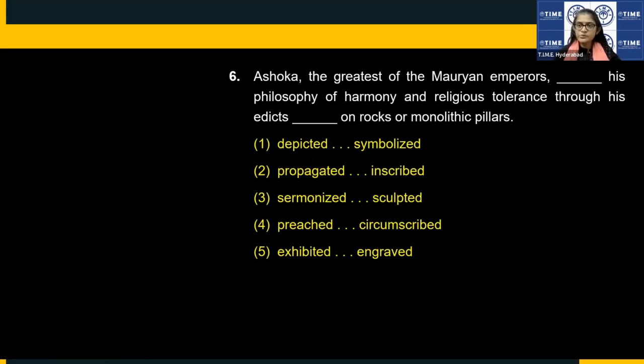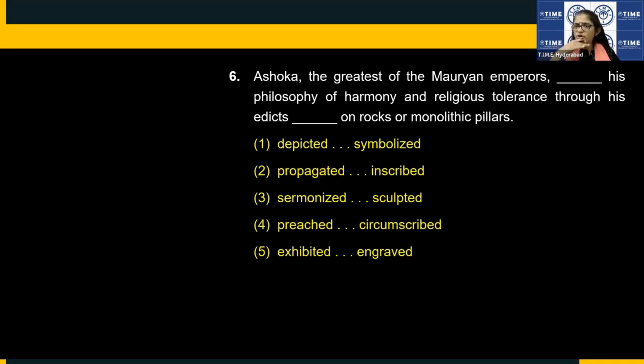Ashoka, the greatest of the Mauryan emperors, dash his philosophy of harmony and religious tolerance through his edicts, dash on rocks or monolithic pillars. You know that Ashoka's edicts are his works or the things that he preached. Okay, those were inscribed or written on pillars. We all know of the Ashoka pillar, right? It is part of one of our national symbols or emblems. So let us see. The greatest of the Mauryan emperors depicted his philosophy of harmony and religious tolerance through his edicts, symbolized on, doesn't make sense.